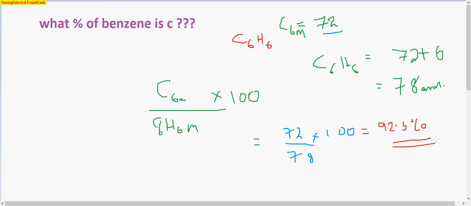Even though there are 6 atoms of hydrogen, the percentage of hydrogen in benzene is quite low. See, it makes a big change.